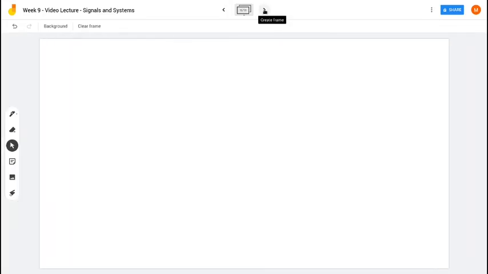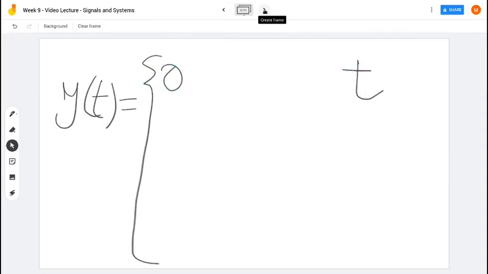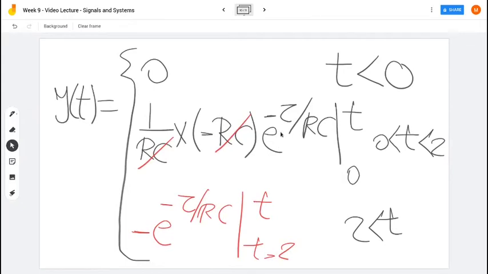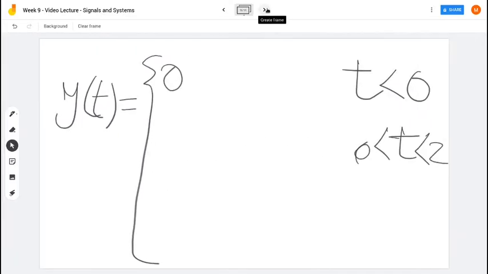y of t is equal to 0 when t is less than 0, and when t is larger than 0 and less than 2, we will be having the following: e to the negative t over RC minus e to the power 0, which is 1, and this negative sign will just exchange the two terms. It will be 1 minus e to the negative t over RC.